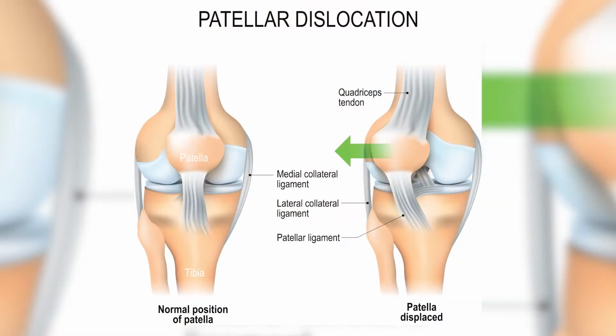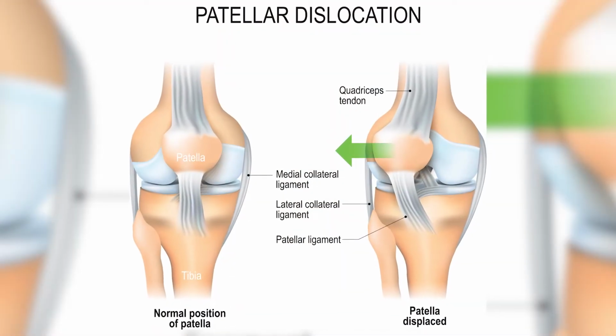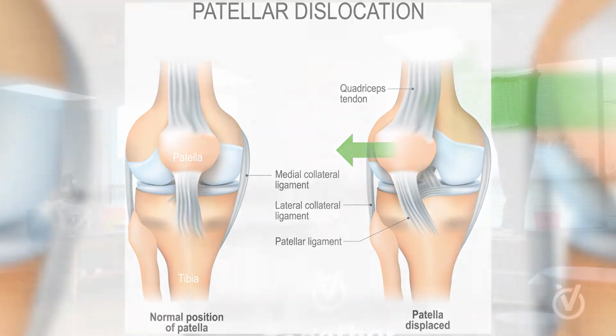Next, we have patellar dislocations. This is when the kneecap slides out of place, usually to the lateral aspect of the knee, or the outside of the knee, because the foot is planted and the knee collapses inward.